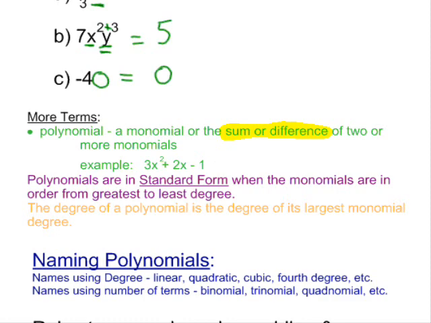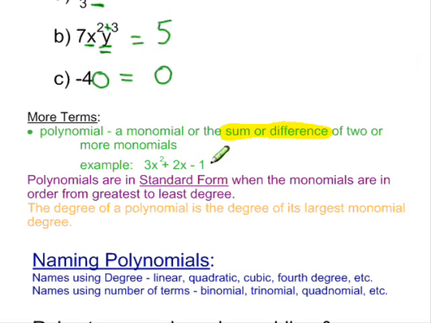We say that polynomials are in standard form when the monomials are in order from greatest to least degree. So we're keeping them in an order where we list the monomial that has the highest degree first, and we work our way down until we get to the monomial with the smallest degree. And the degree of a polynomial is going to be the degree of its largest monomial.